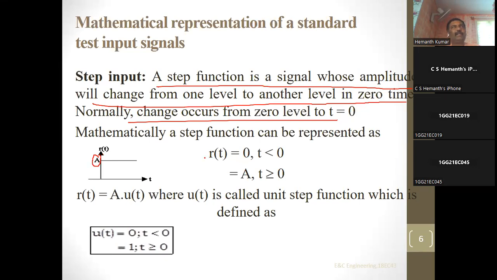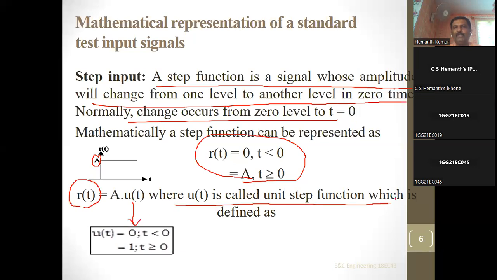Is it okay? Now, how do I represent this? In signals or DSP, I might have represented this as U of T. Now, instead of U of T, what we have? R of T. Is it okay? Now, if I try to have R of T, you can have a look. R of T is equal to 0 for T less than 0 and A for T greater than or equal to 0. Right? This step input, I may represent in terms of unit step function as A into U of T. What is U of T? U of T is the unit step function.